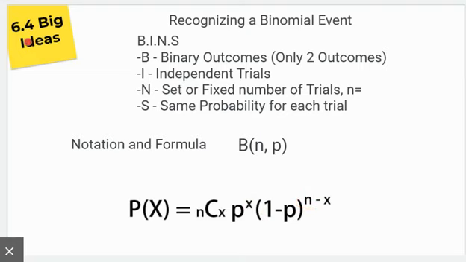So with that said, those are the big ideas for section 6.4. Practice, practice, practice these types of questions in order to prepare yourself for the test and for the AP test.